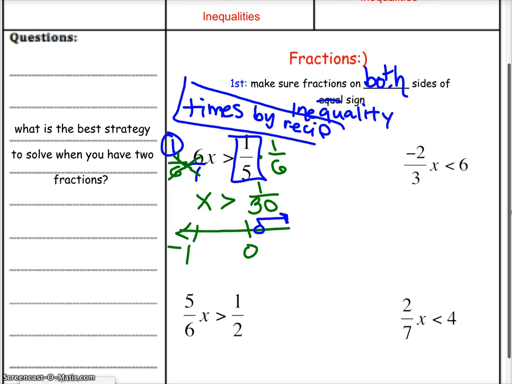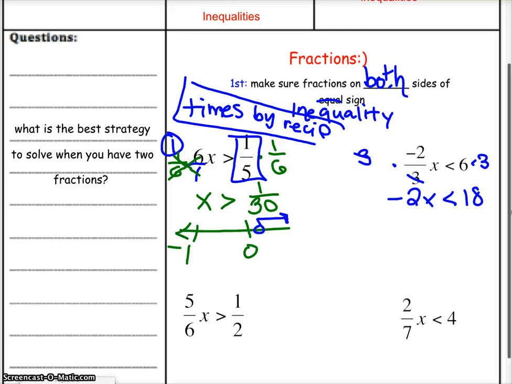Okay, -2/3 x is smaller than 6. What should I do first? Times by 3. Or reciprocal, you could do both. I'm going to choose the times by 3 here. And you get -2x is less than 18. If it's hard for you to decipher which one to use, reciprocal will never do you wrong. If you ever don't know what to do, reciprocal. It will never steer you the wrong way.